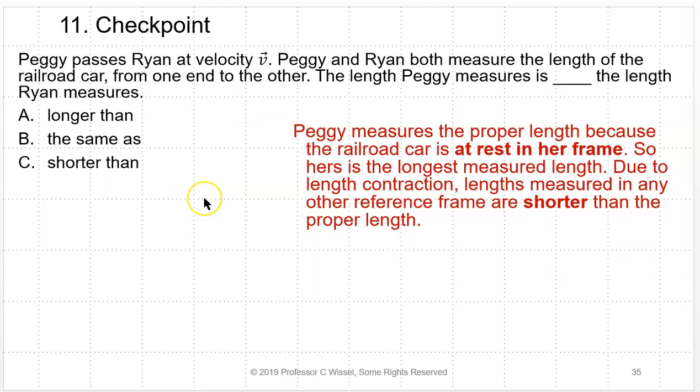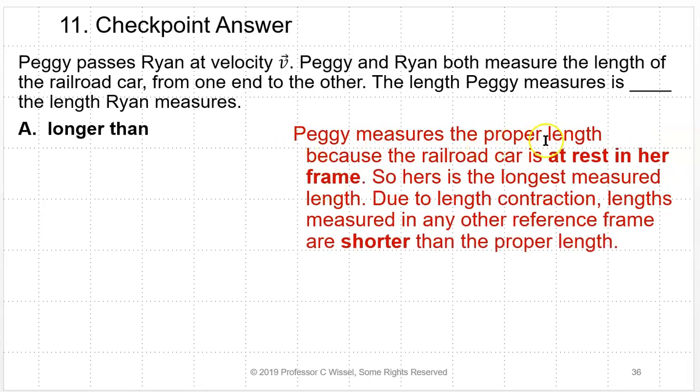Peggy passes Ryan at velocity v. Peggy and Ryan both measure the length of the railroad car from one end to the other. The length Peggy measures is longer than, the same as, or shorter than the length Ryan measures. Peggy measures the proper length because the railroad car is at rest in her frame. She only needs one thing to measure it with. So hers is the longest measured length. Due to length contraction, lengths measured in any other reference frame are shorter than the proper length. So the correct answer to this one is Peggy measures the longer length.